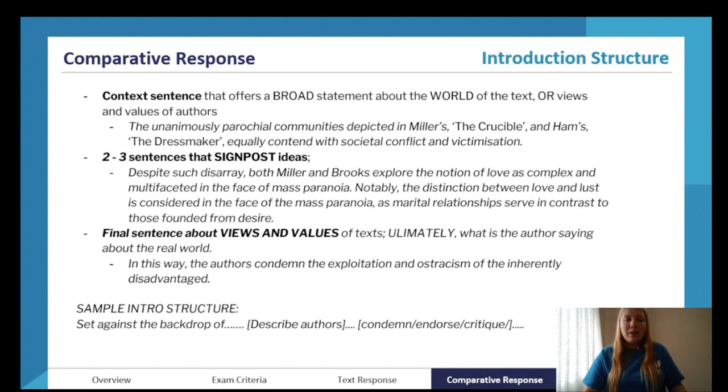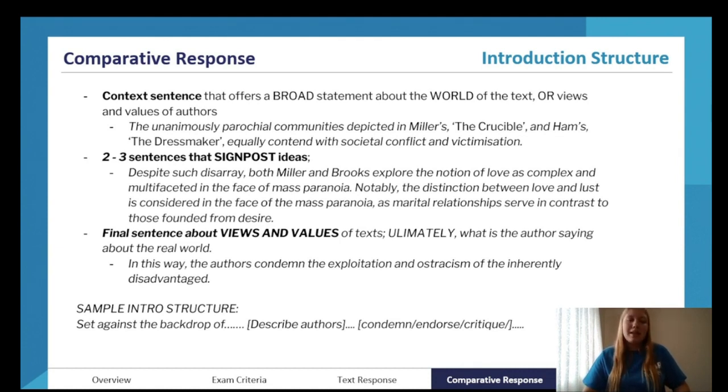Notably, the distinction between love and lust is considered in the face of the mass paranoia, as marital relationships serve in contrast to those founded from desire. So, this is our contention. And the first sentence identified the similarities amongst both texts that answer the prompt, and then the second sentence moved into the differences. We can see that really put into practice here.